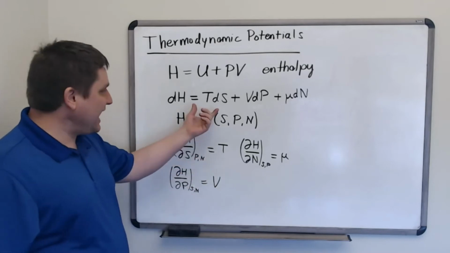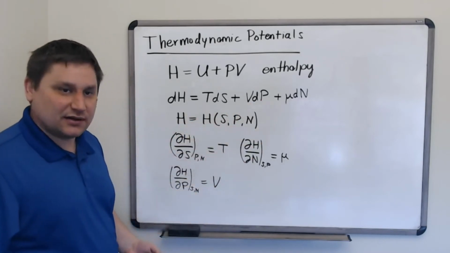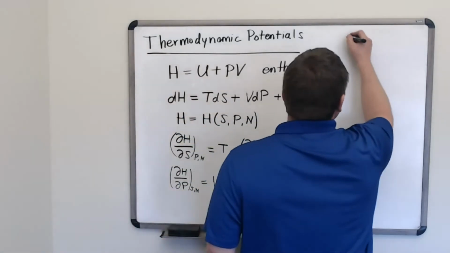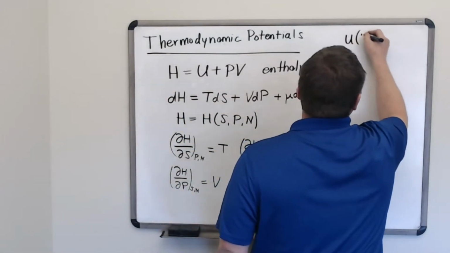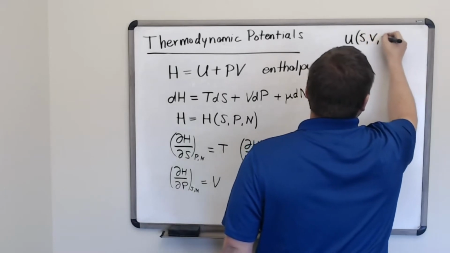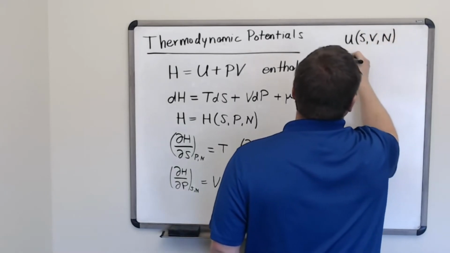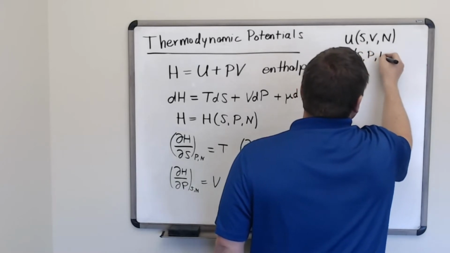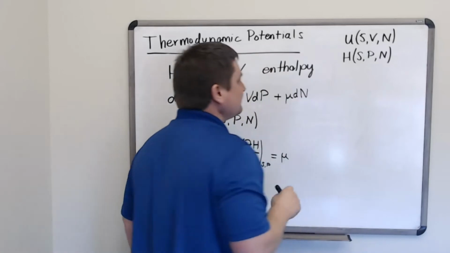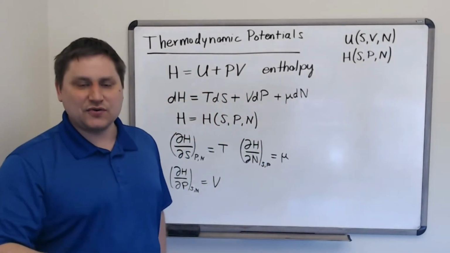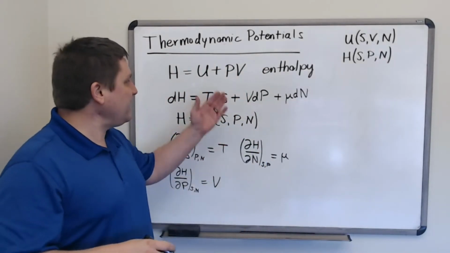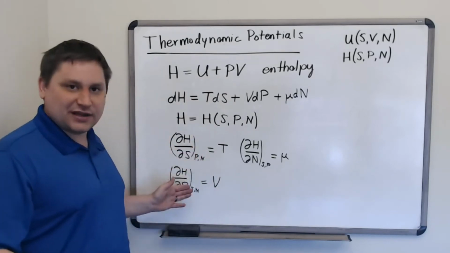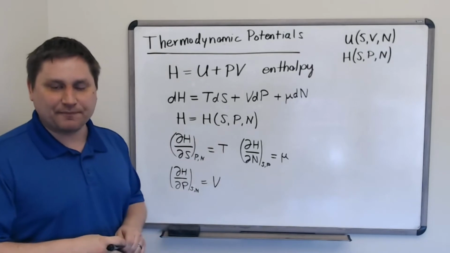Enthalpy still depends on entropy and particle number, though. We've just made a change from volume to pressure. So let's keep track. U is a function, most naturally, of S, V, and N. H is most naturally written as a function of S, P, and N. So we now have two thermodynamic potentials and a way to switch between them to possibly arrange our formulas for derivatives in a more convenient form.